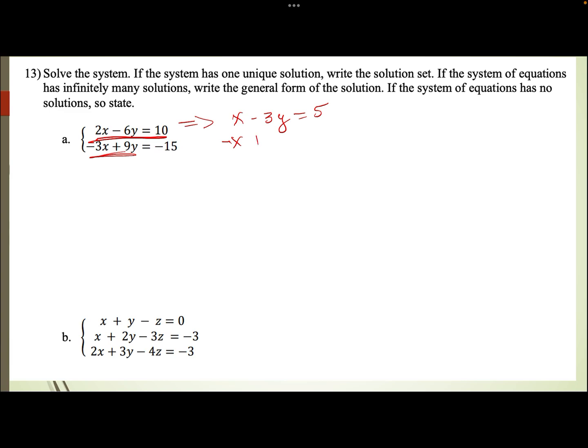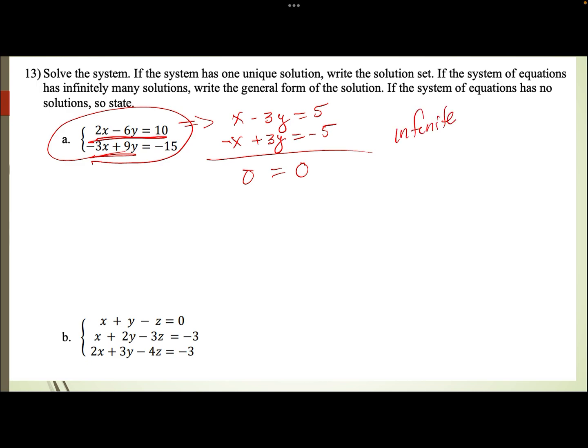And I get negative 3x plus 3y equals negative 5. Now watch what happens when I add these. See, you can't see it from here, but from here, watch, I get 0 equals 0, which means what? It's a true statement, so it's not a false statement, so don't say no solution, it's infinite solutions.